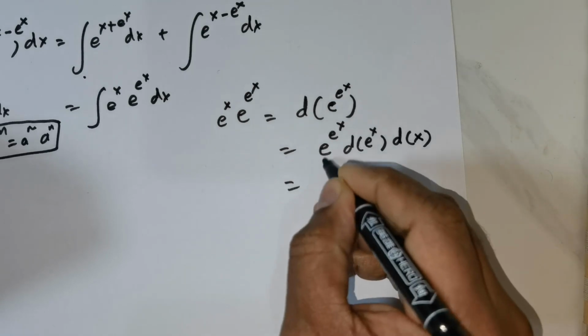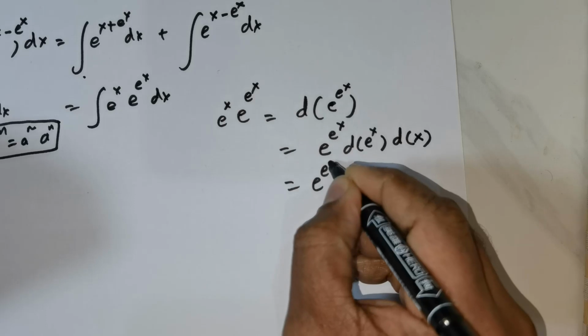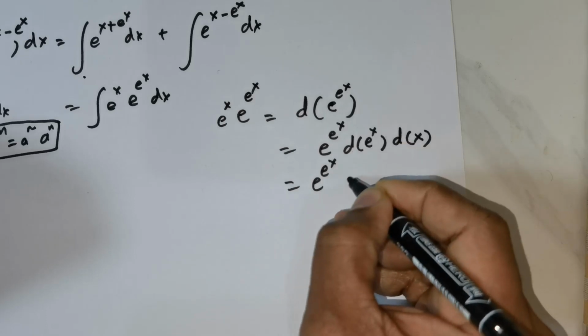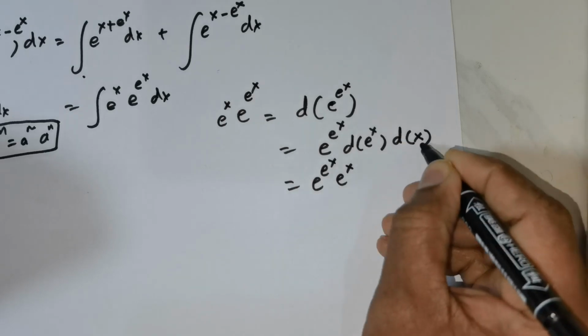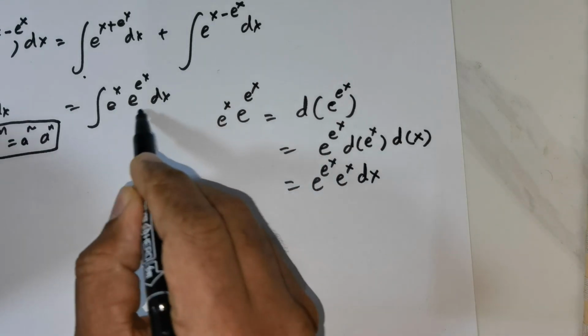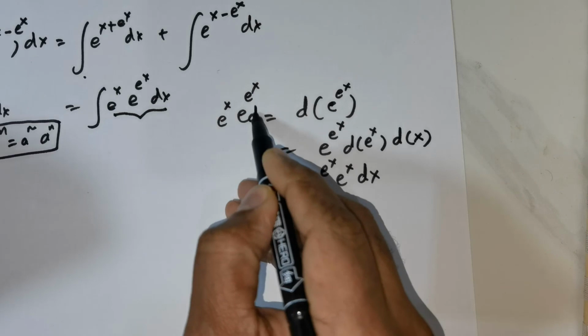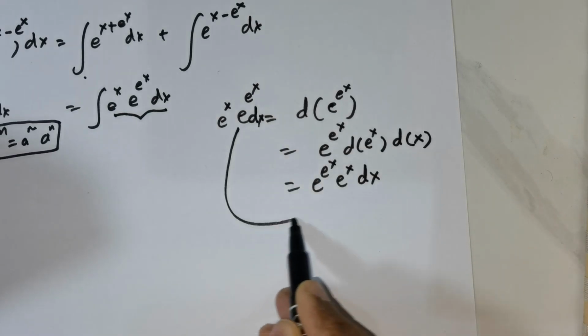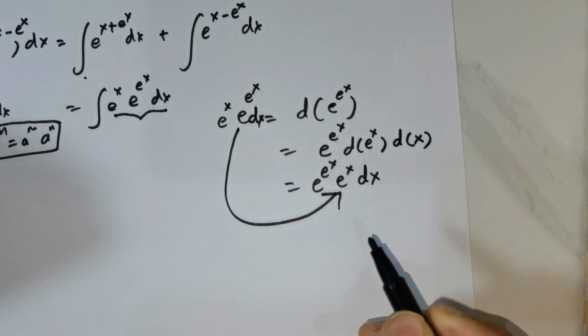If I were to write them out, this is going to be e raised to the power of e raised to the power of x. Differentiation of e raised to the power of x is going to be e raised to the power of x. And differentiation of x is going to be dx. So if I were to place a dx here, I would exactly produce everything which I've just mentioned.